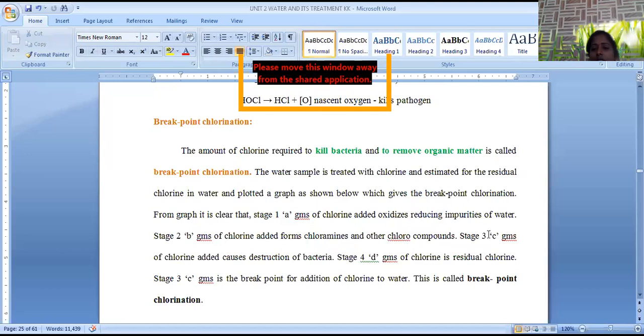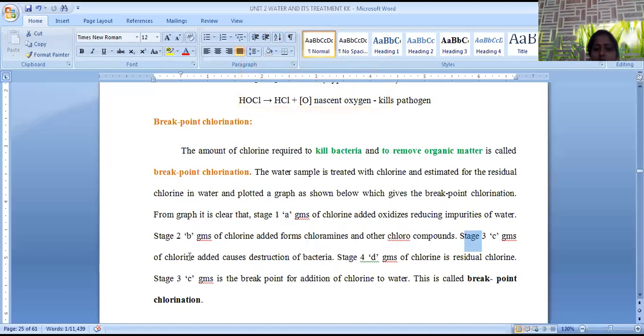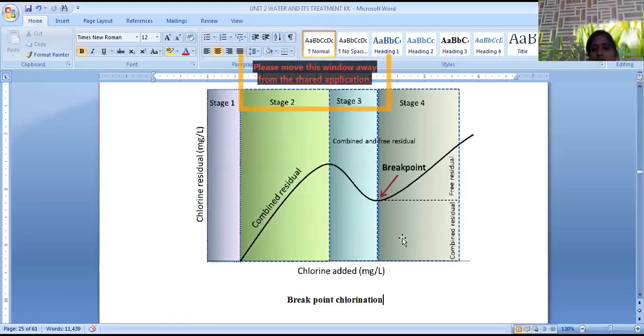And third is stage 3, where C grams of chlorine is used for the disinfection of bacteria and all other pathogenic organisms. So all disease causing organisms are killed in this stage 3 process, where C grams of chlorine is required for this sterilization process. In stage 4, what happens? The chlorine which is present is called excess chlorine, that is unreacted chlorine. That unreacted chlorine coming out in stage 4 is called residual chlorine, which is the excess quantity only.